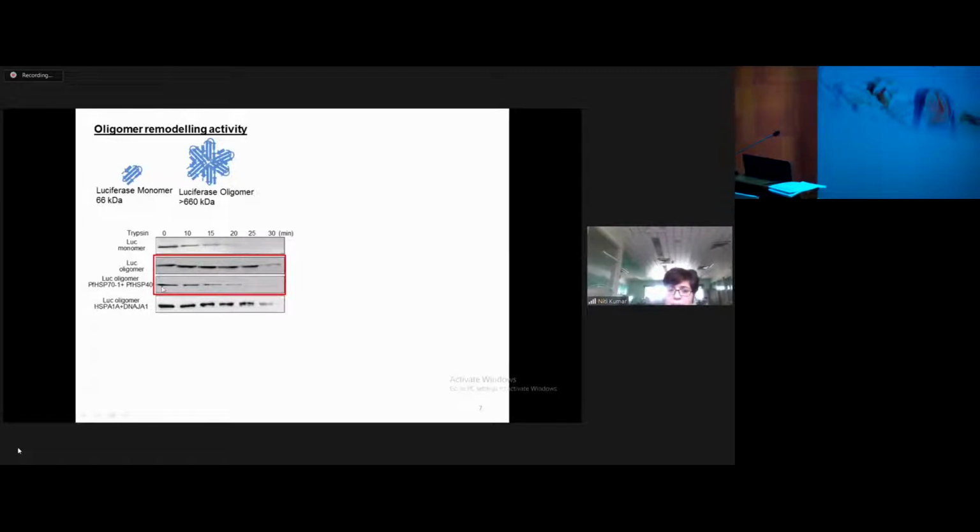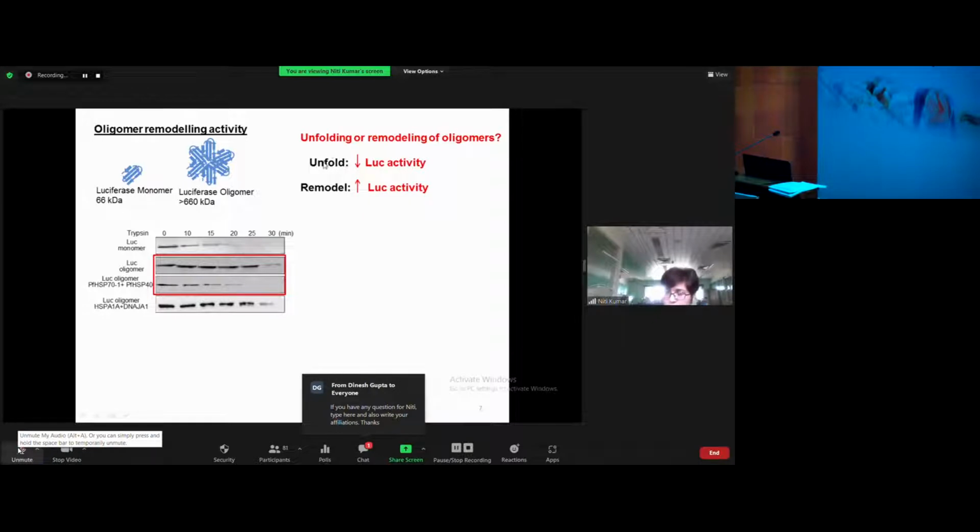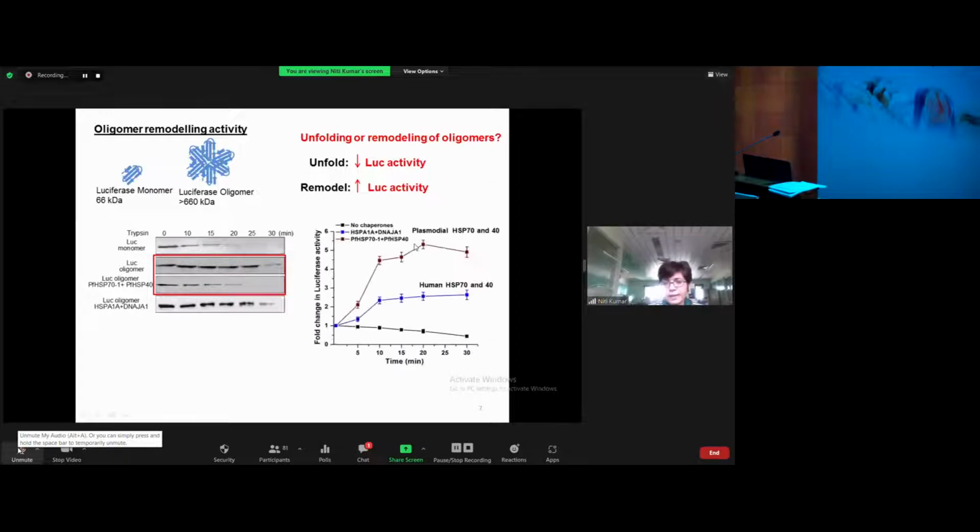But when we add parasite chaperones, these oligomers become protease sensitive. Now the question is whether there is unfolding of these oligomers or refolding of the oligomers. If there is unfolding, luciferase activity would decrease, and if there is remodeling of these oligomers into a biologically active state, then we would find an increase in luciferase activity. And this is what we found: parasite chaperones were helping to remodel these oligomers, and they helped in an increase in the activity in comparison to the human orthologs.